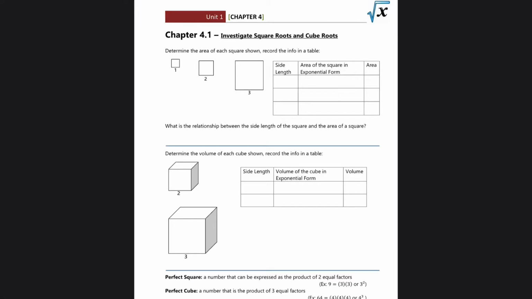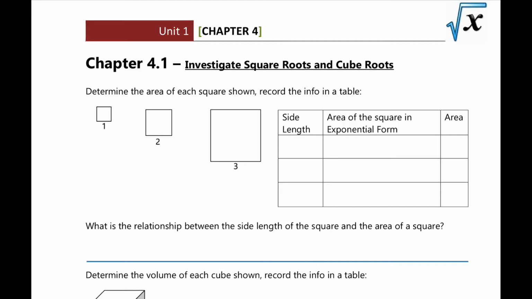Let's go over Chapter 4.1, Investigate Square Roots and Cube Roots. Determine the area of each square shown. Record the info in a table. So the left side here, we know that the length of this square is 1. Therefore, this side has to be 1.